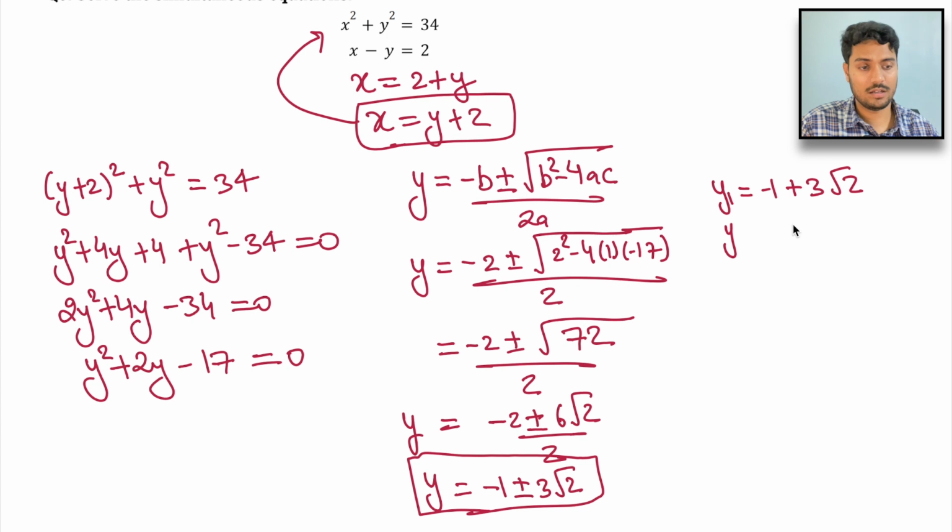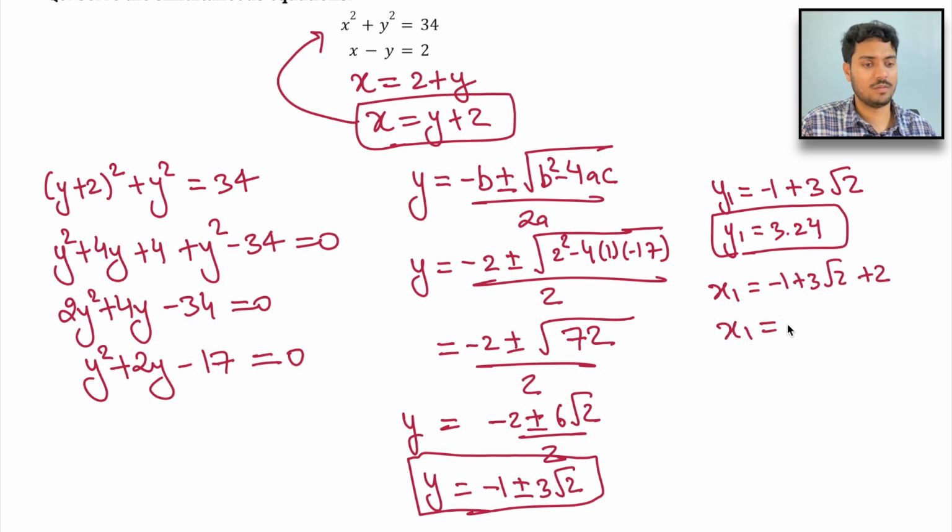Coordinates we should write in exact form. I'm just trying to convert it in decimal form. So y1 is going to be 3.24. With y1, let's try to find the value of x. So x1 is going to be y, which is minus 1 plus 3 root 2, plus 2. So x1 will become 1 plus 3 root 2, which can be written in decimal.